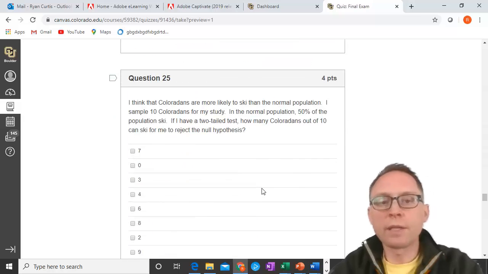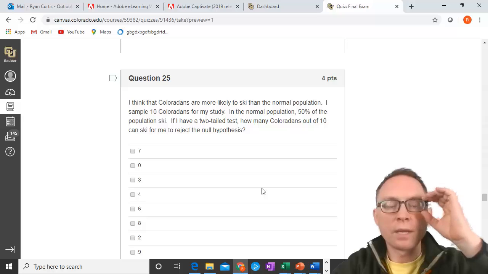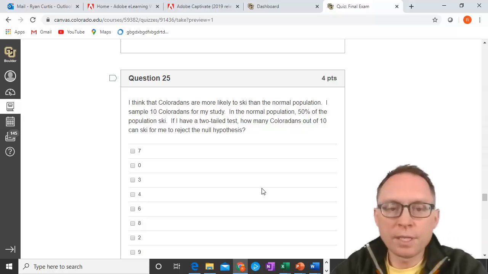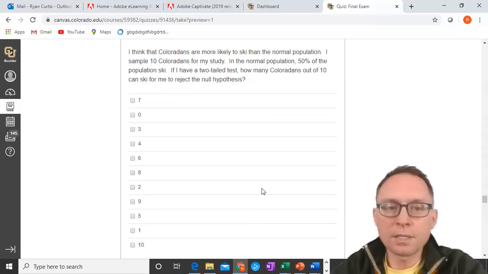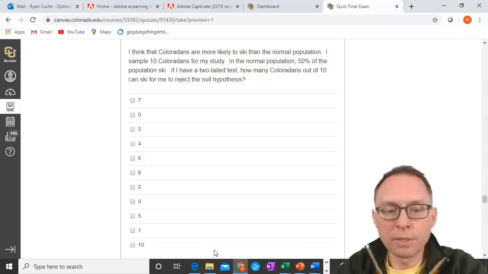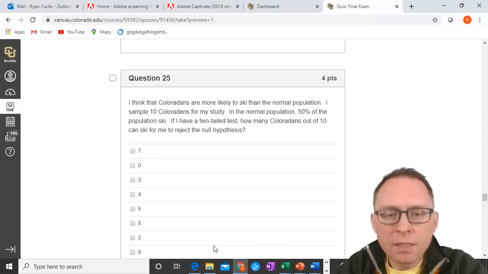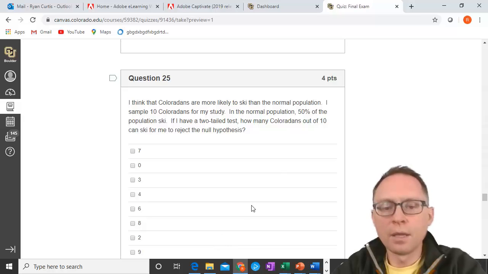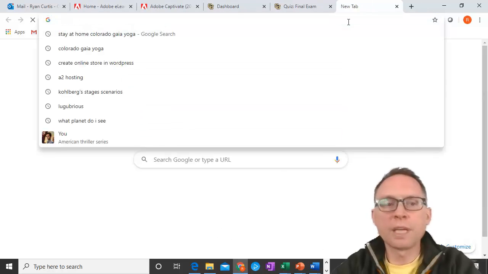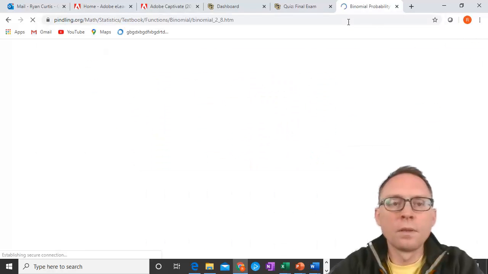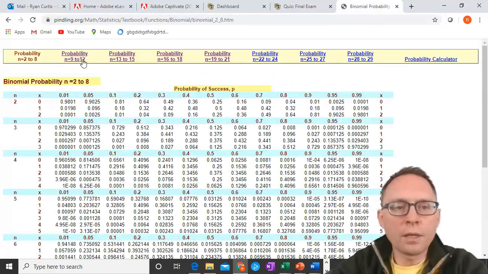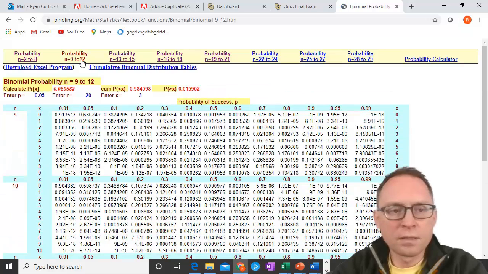I think the Coloradans are more likely to ski than the normal population. I sampled 10 Coloradans for my study. In the normal population, 50% of the population ski. If I have a two-tailed test, how many Coloradans out of 10 can ski for me to reject the null hypothesis? This is a binomial. So let's take a look at a binomial table, and we need an n of 10.